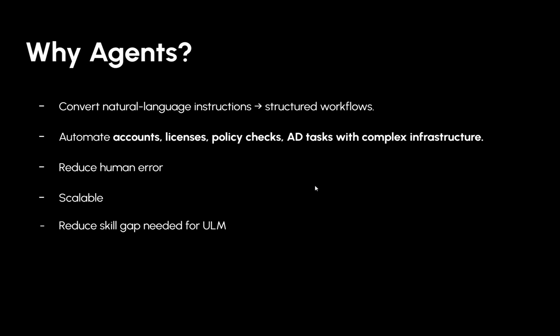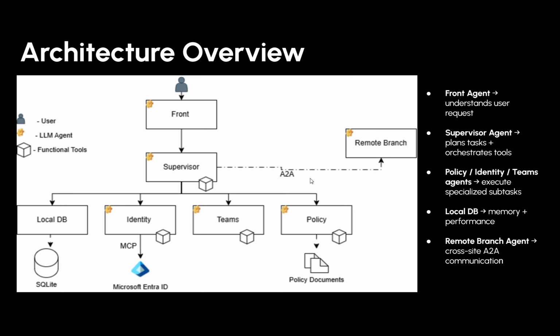How can agents solve this? Agents can convert natural language instructions, using natural language-based interfaces, into structured workflows that can be used to automate ULM tasks. This automation can reduce human error, and with modern technologies, it is easily scalable, and more importantly, it can reduce the skill gap needed for ULM.